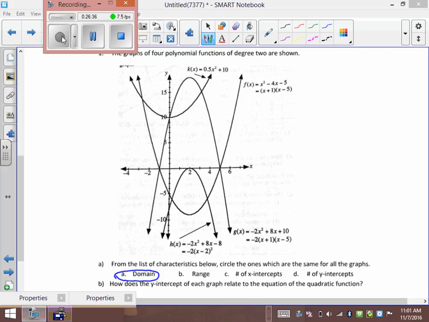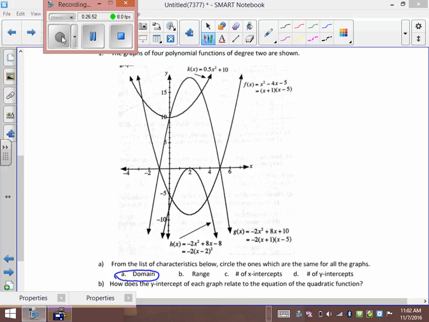Are the ranges of the quadratics the same? No. This one would be y is less than or equal to 0. This would be y is greater than or equal to -8. This would be y is greater than or equal to 10. This would be y is less than or equal to 18, it looks like. So the ranges are not the same.